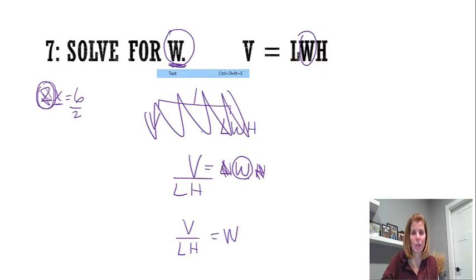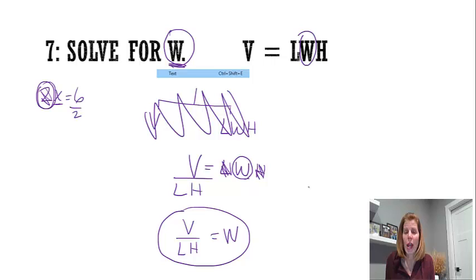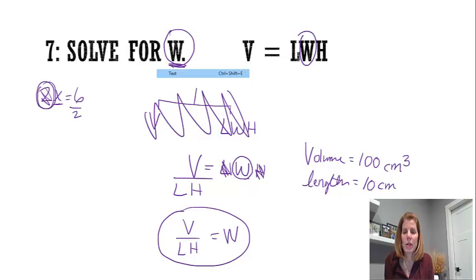Okay, I'm going to go back just for a second here. I'm going to come to this formula right here. Once we have solved for W, I'm going to show you what could happen. Let's say somebody told me that the volume was 100 centimeters cubed. They told me that the length was 10 centimeters. And they told me that the height of the box or whatever it was 5 centimeters. And then they said, what is the width?